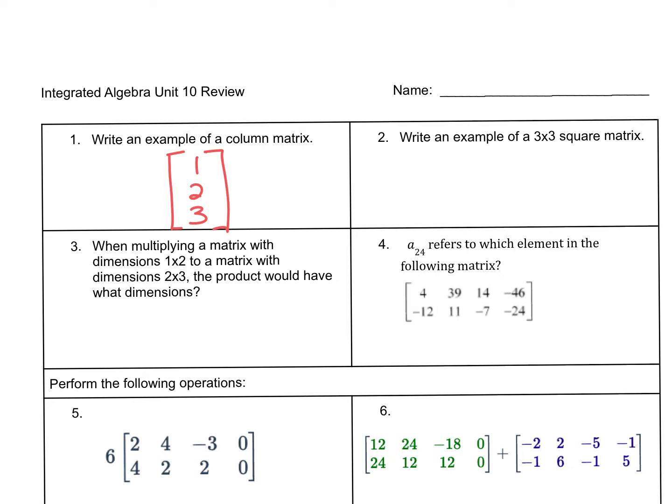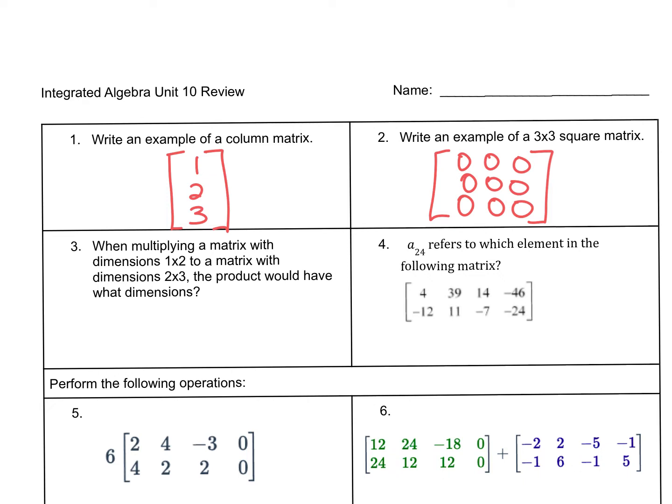What would be a row matrix? Just one row, right? Yeah. Okay. No more than one. Cool. An example of a 3 by 3. Pretty straightforward, right? 3 rows by 3 columns. It does not matter what I put in that. I'm just going to put a bunch of zeros. It doesn't matter what you put. Put whatever you want.